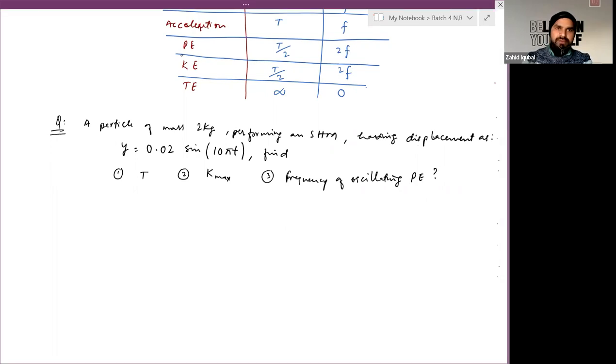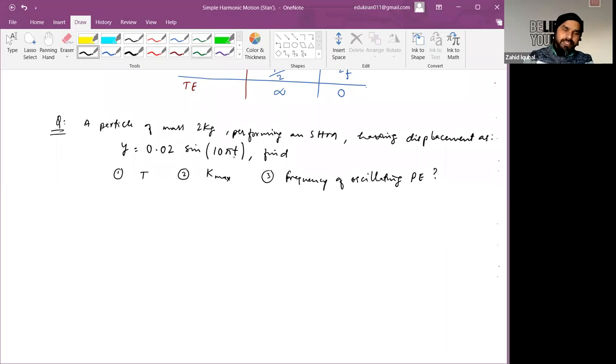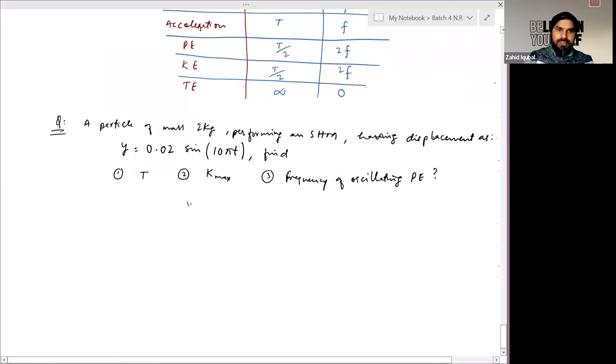Let me give you a hint how to simplify this part. First, just try to compare this expression to the main part, y equals to a times sine omega t. You'll get the value of amplitude and omega. From omega, you'll get time period as omega equals to 2 pi by T, and then frequency equals to 1 by time period. Now apply the formula to get maximum kinetic energy and frequency of oscillating potential energy according to the above table. Try to find.